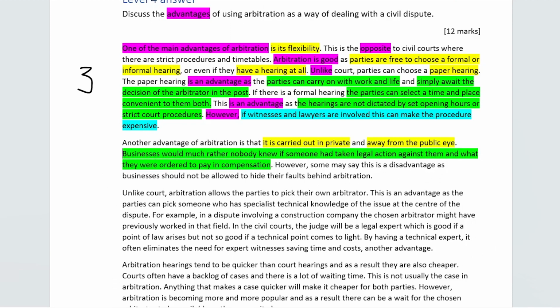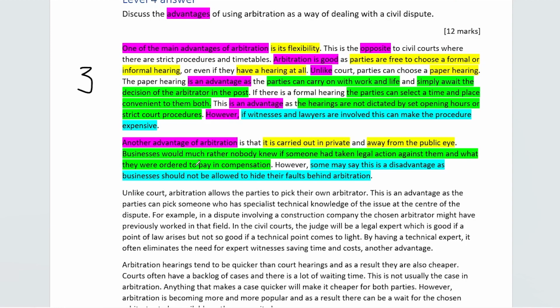However, now he's further developing his point. However, some say this is a disadvantage as businesses should not be allowed to hide their faults behind arbitration. So if we want to check some key points, another advantage of arbitration, so going straight to the point, another advantage of arbitration. He's linking it straight to the question.